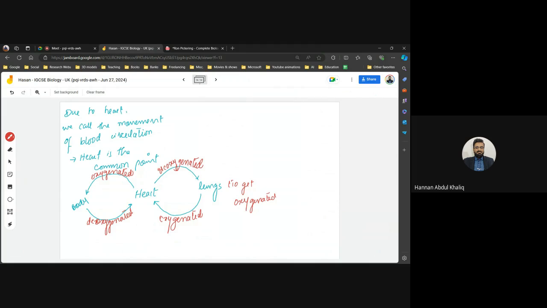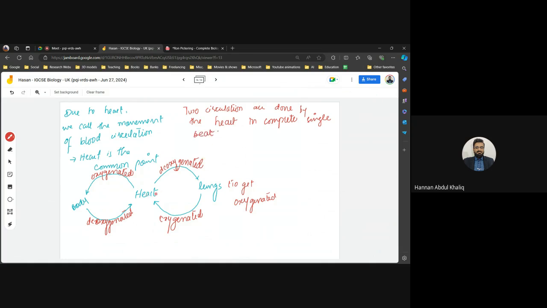These are two circular motions. Apparently, if you closely look at it, the heart is basically doing two circulations. Two circulations are done by the heart in a complete single beat.